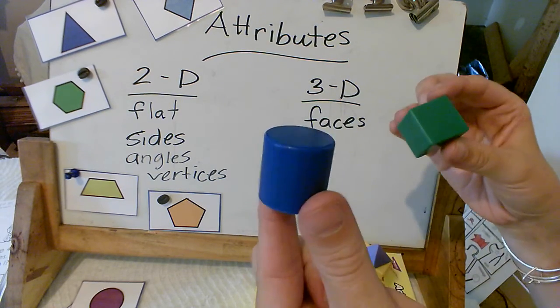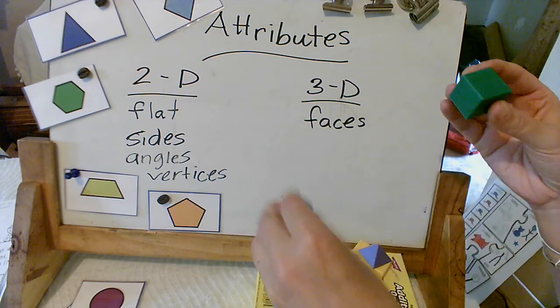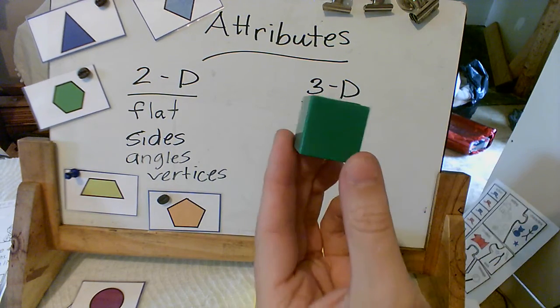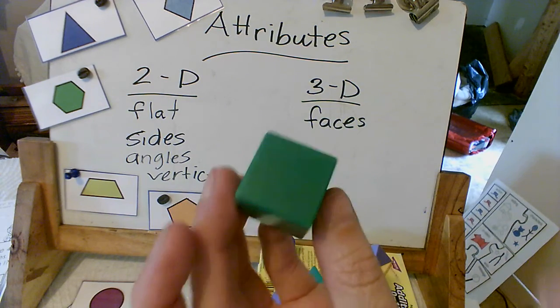Did we say the name of this one? This one's called a cylinder, like a soup can or a soda can. This one is called a cube. It's shaped like a die or a pair of dice. You'd have 2 of them if you had dice.